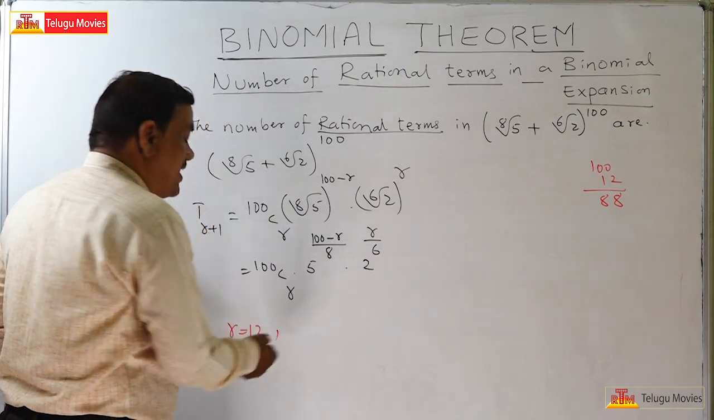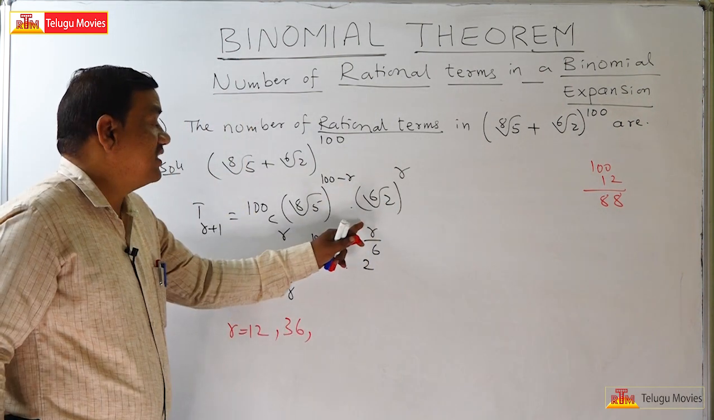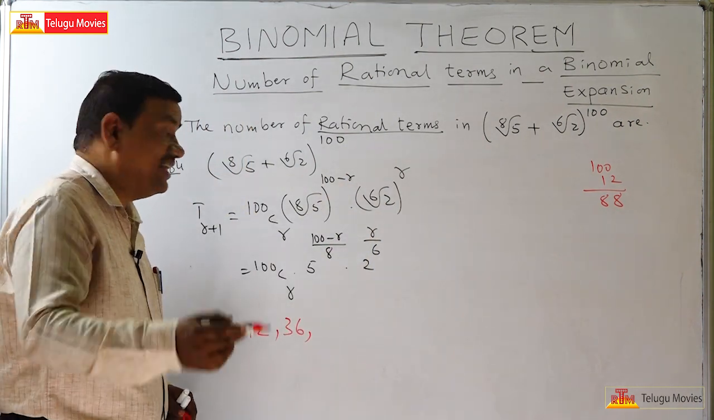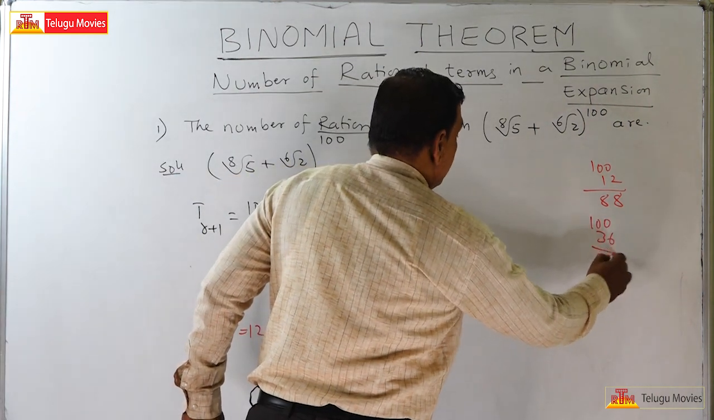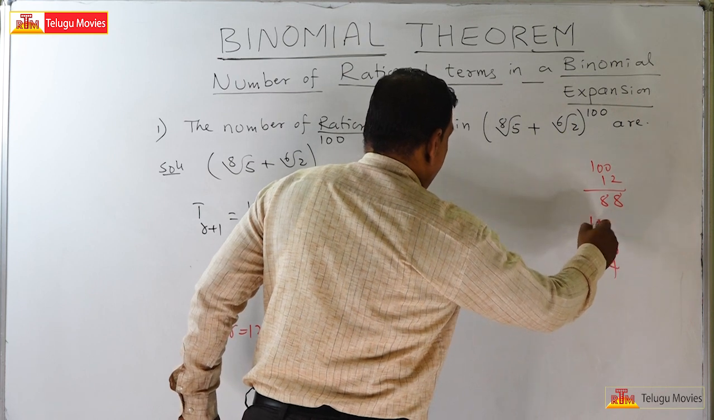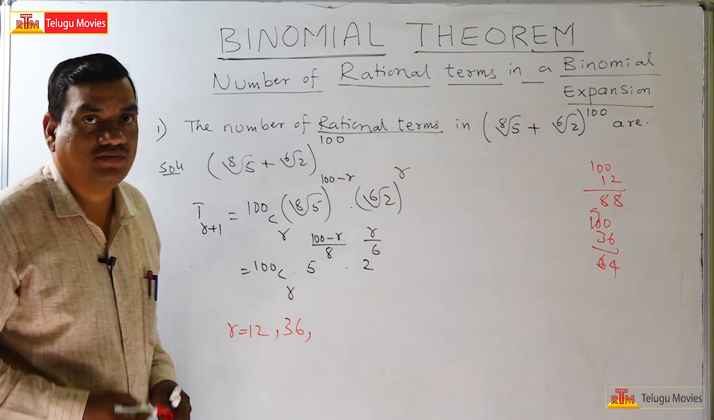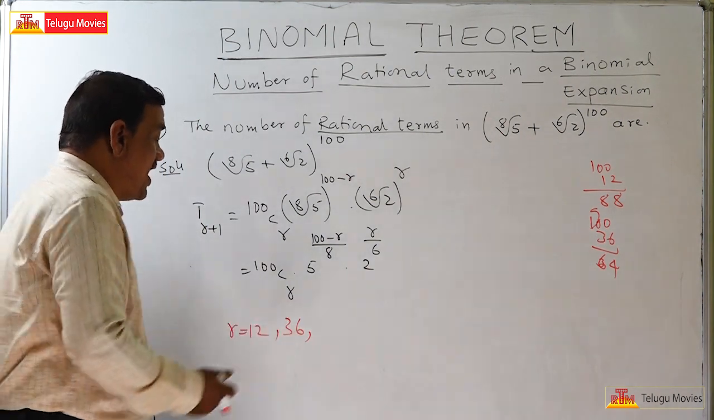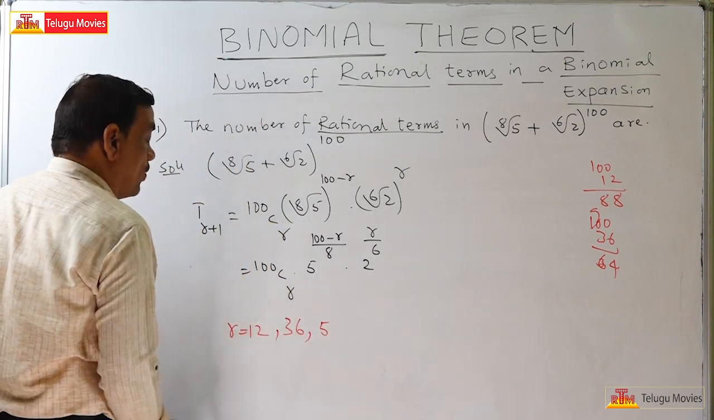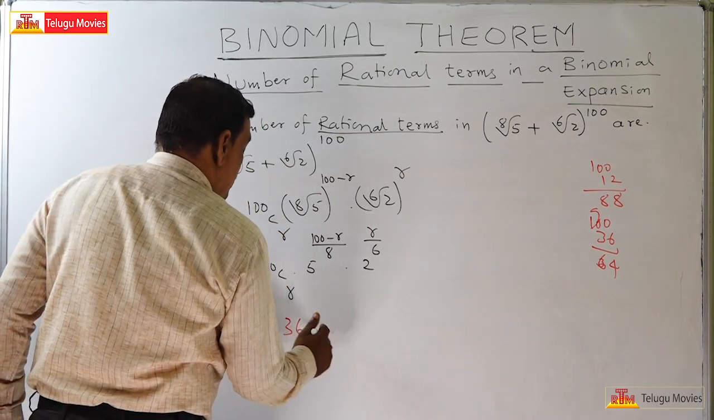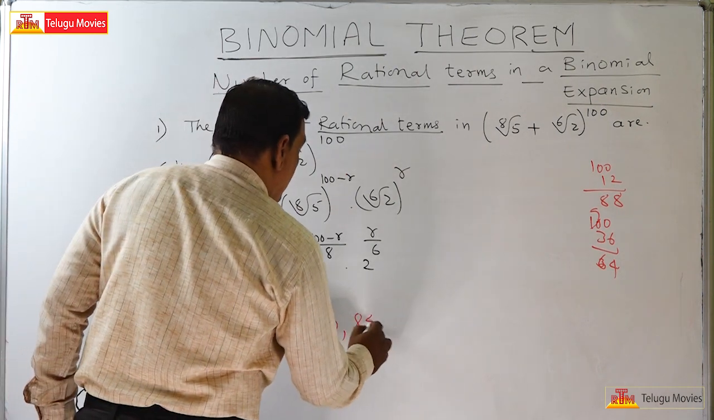Next add 24, so r is equal to 36 also will be there. 36 by 6 will be cancelled. 100 minus 36 is equal to 64, and 64 by 8 is 8, so cancellation will take place. Again add 24, 36 plus 24 is 60. Again I add 24, so this is equal to 84.